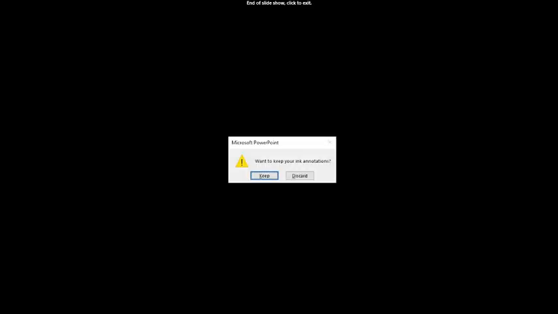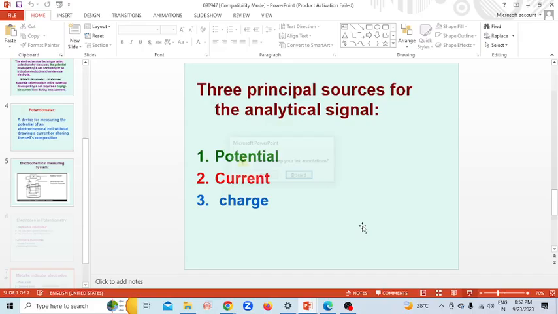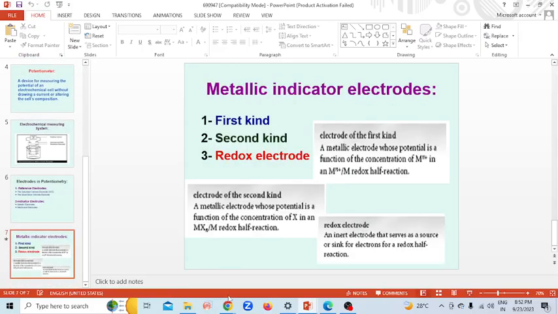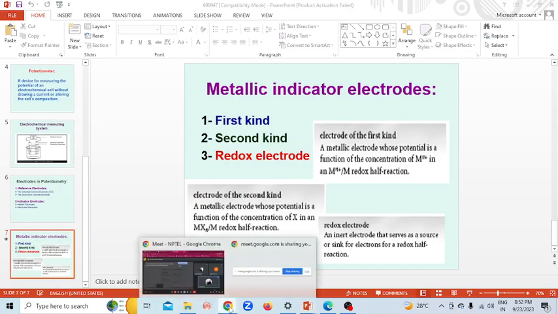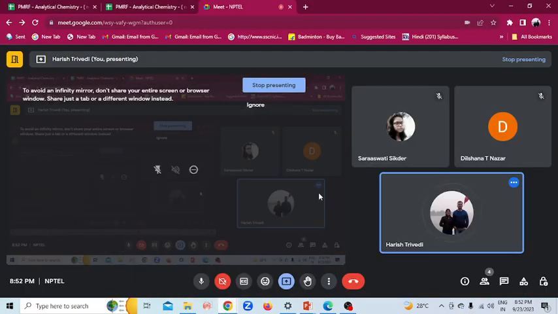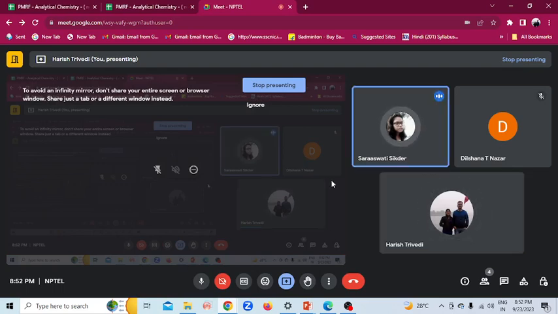So this is all about this week. If you have any question you can ask, otherwise we will stop here and meet next week. Any doubt? Saraswati? Yes.